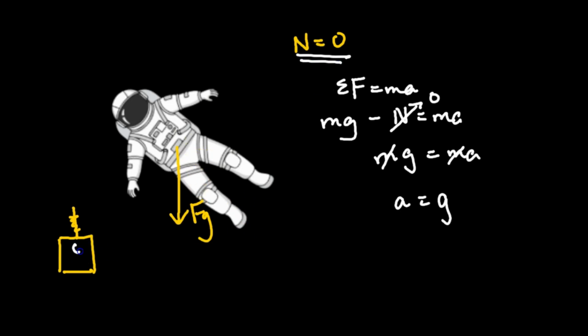Same thing as if you were in an elevator. If the cable broke and the elevator is falling as fast as you're falling, then there's no normal or support force pushing you up, and so you feel weightless. Sometimes we refer to this as apparent weight, but basically, if there's no normal force, you're going to feel weightless.